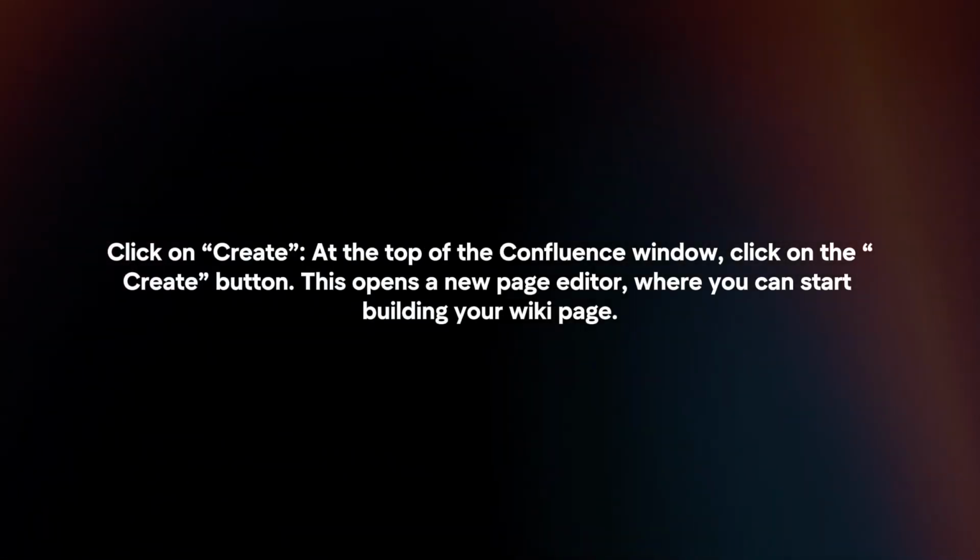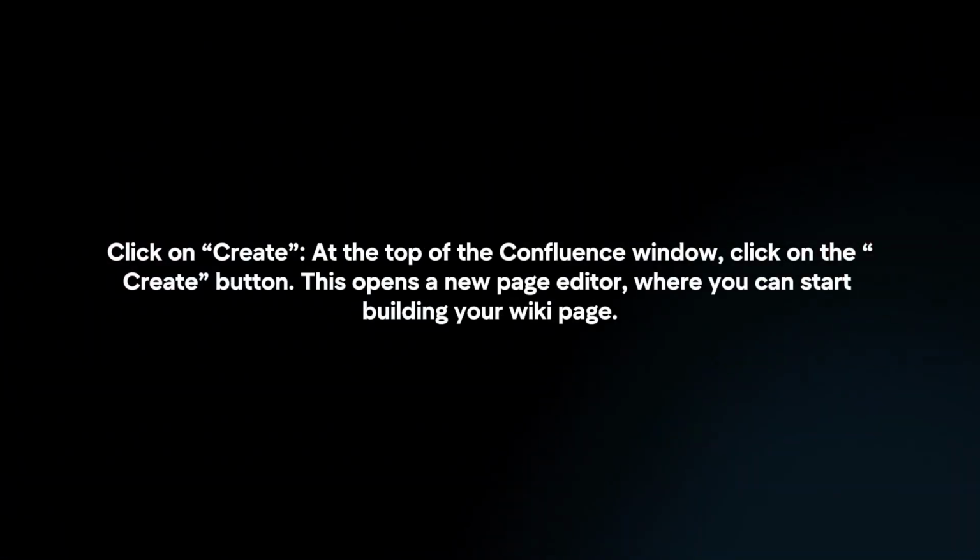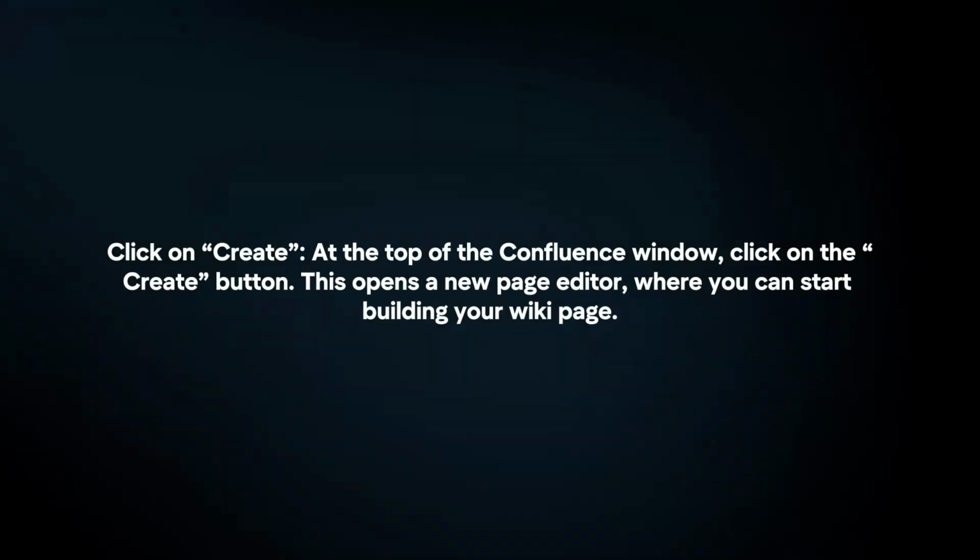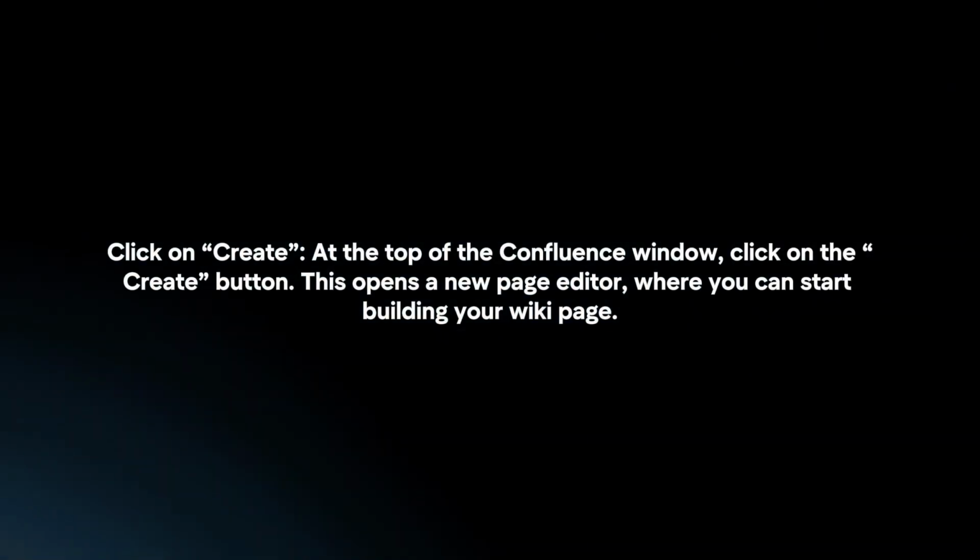Click on Create. At the top of the Confluence window, click on the Create button. This opens a new page editor where you can start building your wiki page.